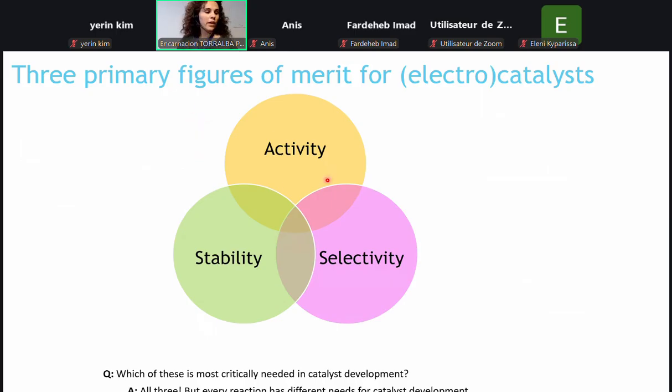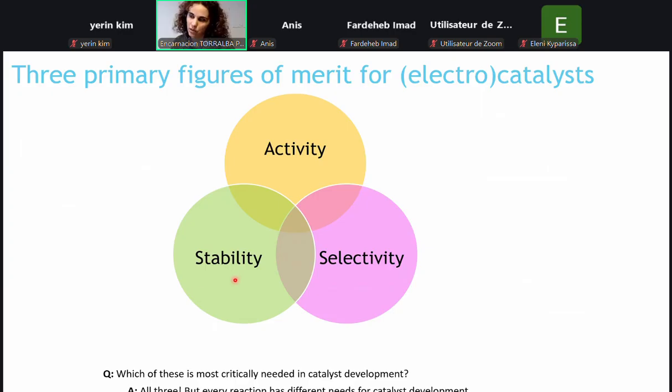So when I go to the lab and I have my powder and I put it on the electrode to do the CO2 reduction, I want it to be active, but I want it to be stable, because it can be very active and then decompose, so it's not a good catalyst. I want it to be active. When I say active, I mean I want it to produce a lot of current.